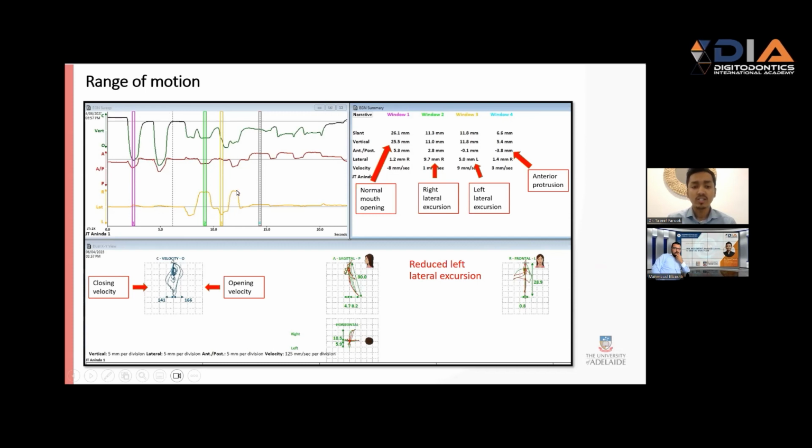The lateral excursions can be seen right here. The anterior protrusions can also be seen, and it can be quantified here. Like this is the normal mouth opening, these are the left and rights, and this is the anterior protrusion. So we can also measure the opening and closing velocity.